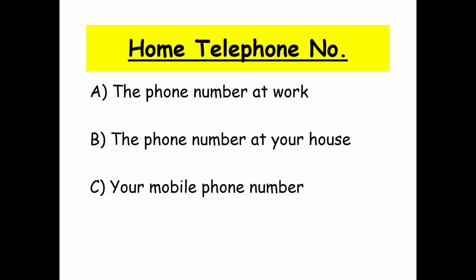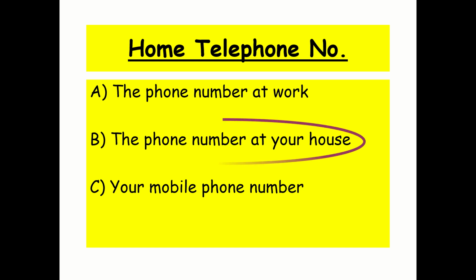So home telephone, no. What does that mean? Is it A, the phone number at work? Is it B, the phone number at your house? Or is it C, your mobile phone number? Let's check the correct answer. So the correct answer is B, the phone number at your house.